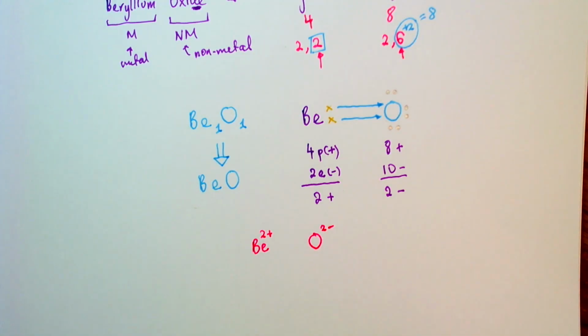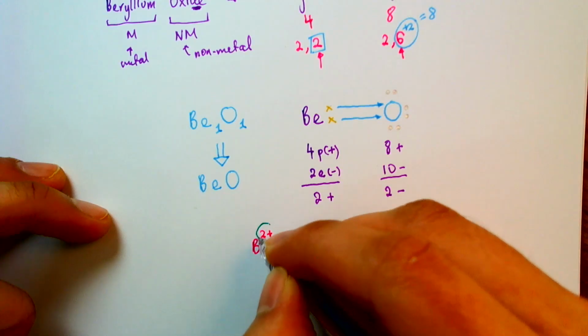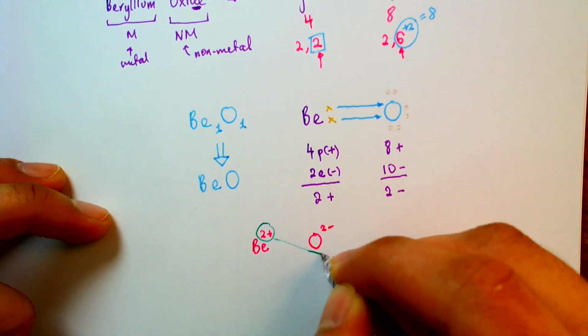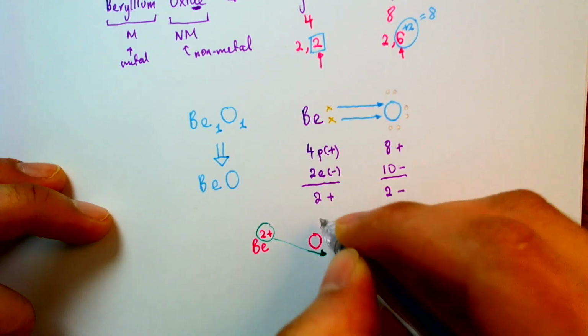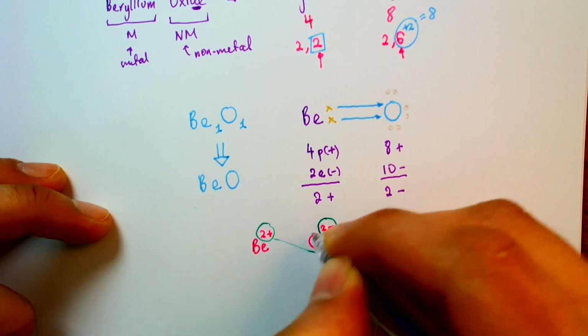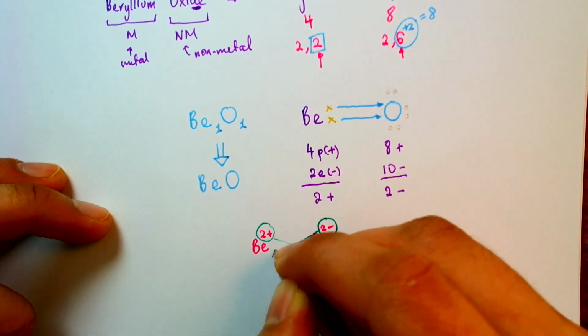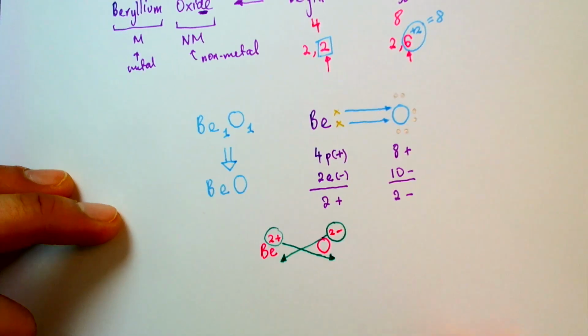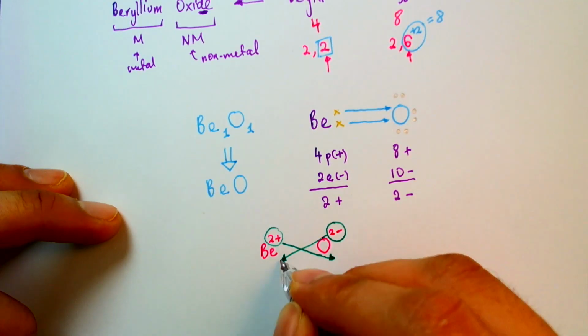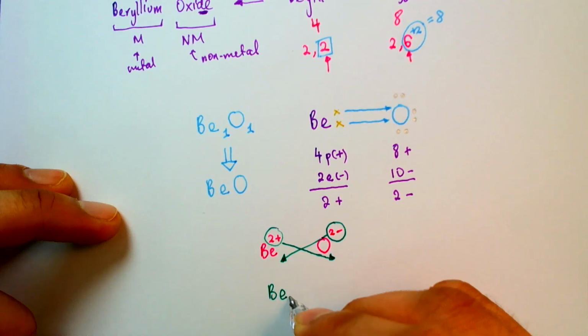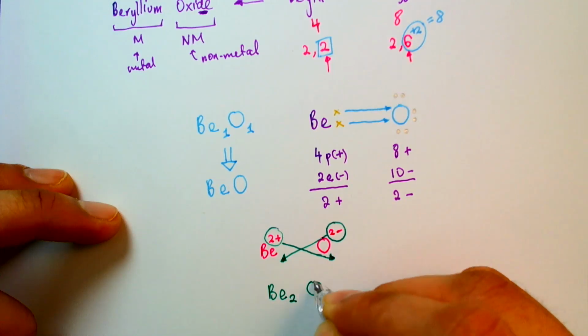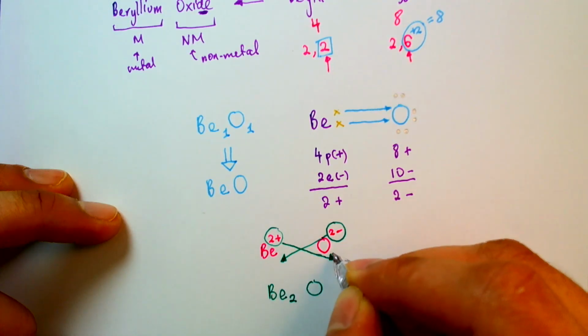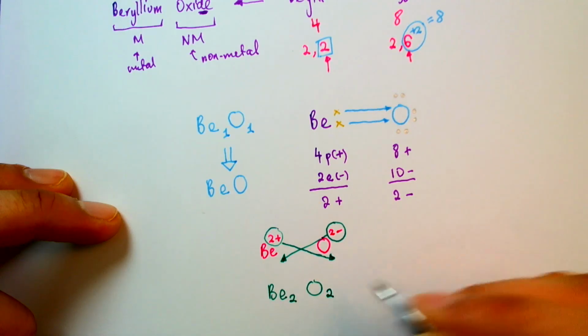So what I'll do here is I will cross these numbers. I'll take this number down here. This is just a quick shortcut method that I like to use to figure out the formulas, and it works most of the time. So this 2 comes down to beryllium, and that 2 goes down to the bottom of the oxygen.